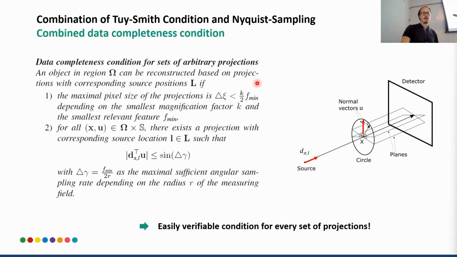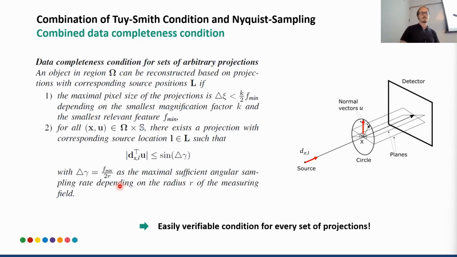An object in region omega can be reconstructed based on projections with corresponding source position L if the maximal pixel size is small enough, depending on the smallest magnification factor K and the smallest relevant feature, and if for all points in the volume and all directions, there exists a projection with corresponding source location L, so that we have an X-ray that's almost perpendicular to every direction, depending on the angular sampling rate. It's an easily verifiable condition for every set of projections.